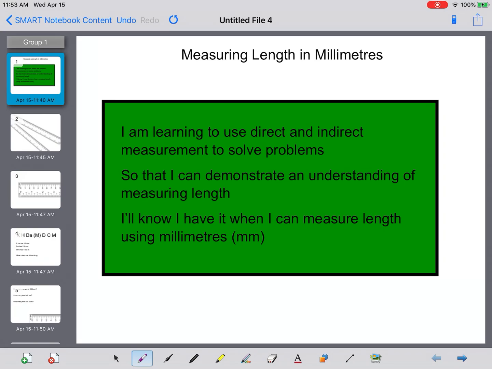Today's title is Measuring Length in Millimeters. Our learning intention and success criteria are: I am learning to use direct and indirect measurement to solve problems so that I can demonstrate an understanding of measuring length. I'll know I have it when I can measure length using millimeters.